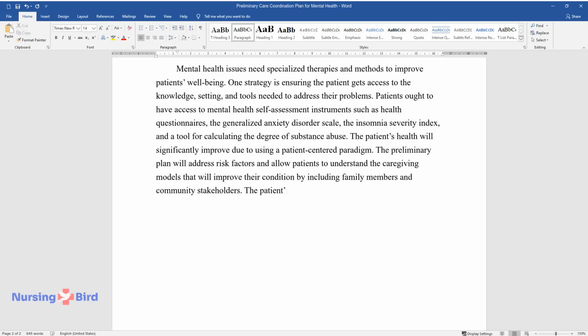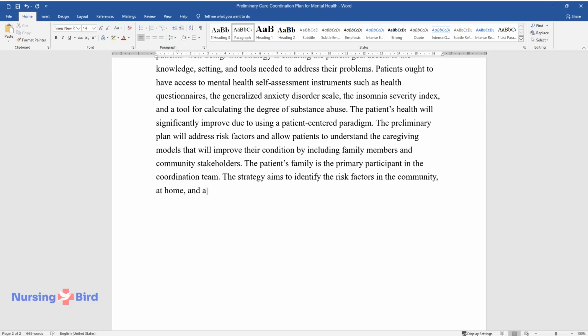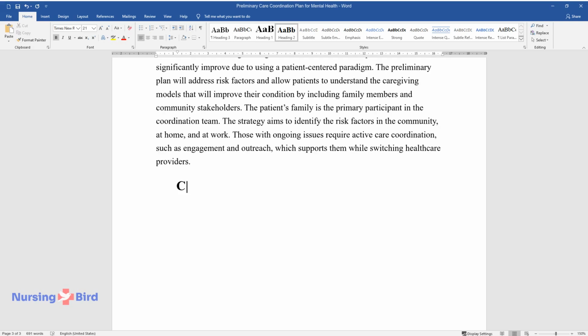The patient's family is the primary participant in the coordination team. The strategy aims to identify the risk factors in the community, at home, and at work. Those with ongoing issues require active care coordination, such as engagement and outreach, which supports them while switching healthcare providers.